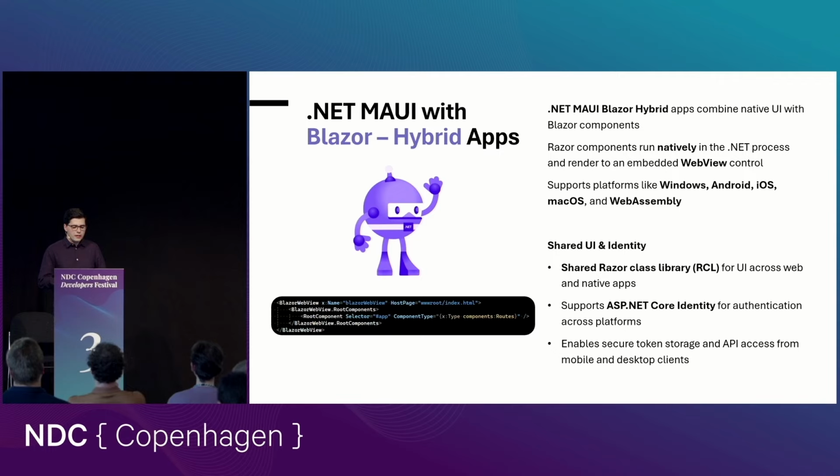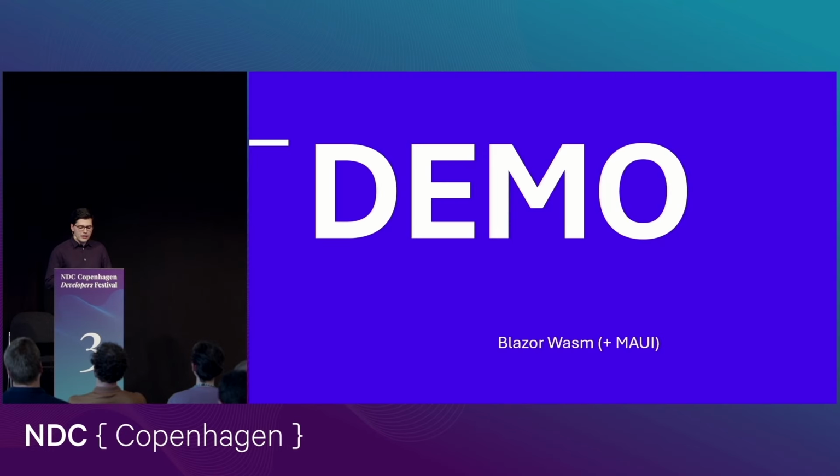It supports ASP.NET Core identity for authentication, and it enables secure token storage and API access from mobile and desktop clients, which is a huge benefit as well. And we'll take a quick look into starting your Blazor Wasm application, and then also take a quick look at Blazor Hybrid. So let's start with a terminal.